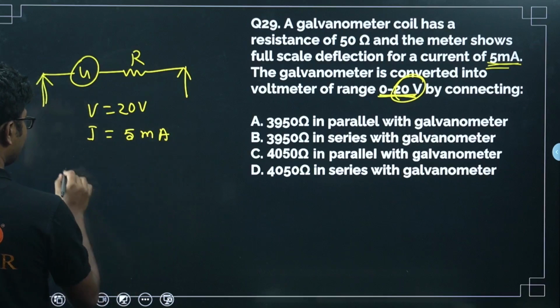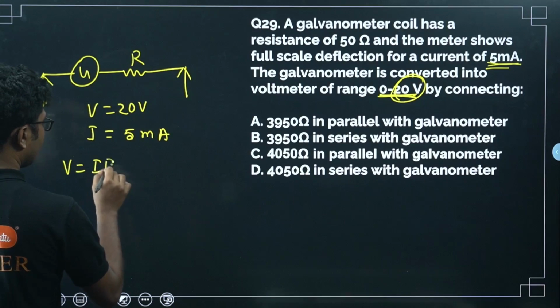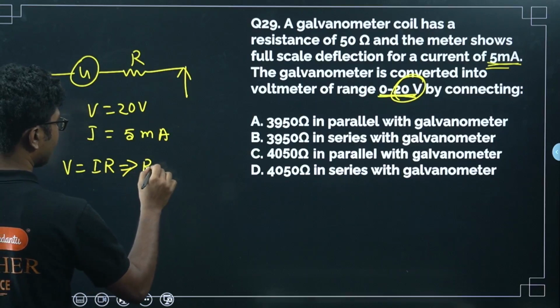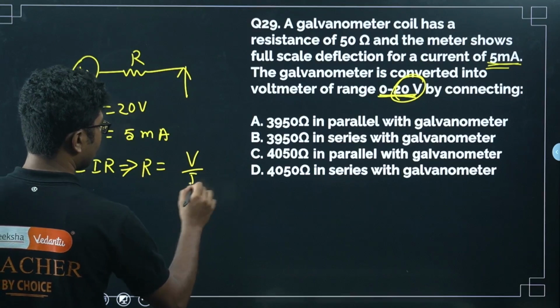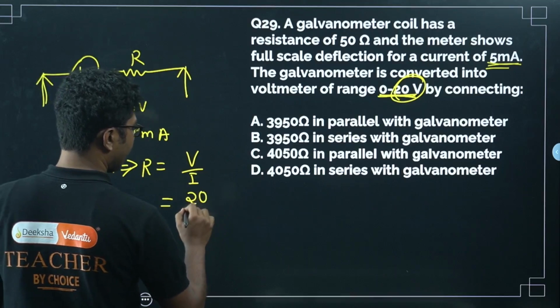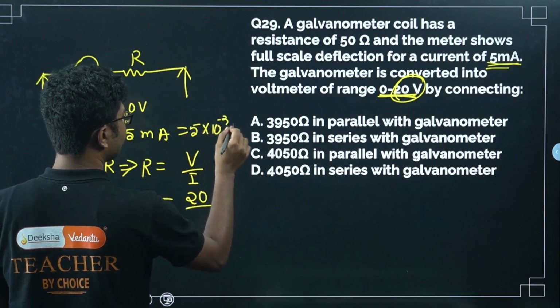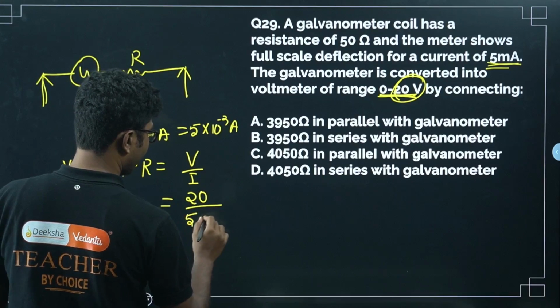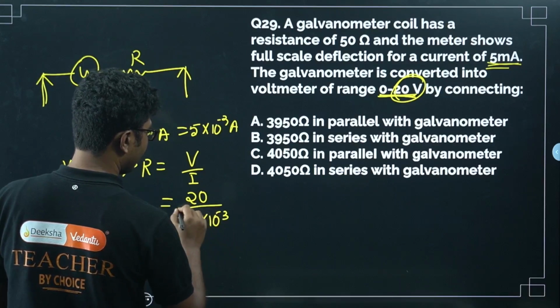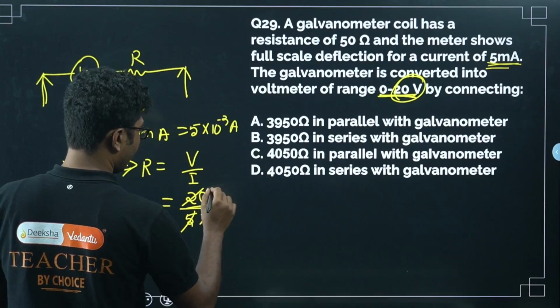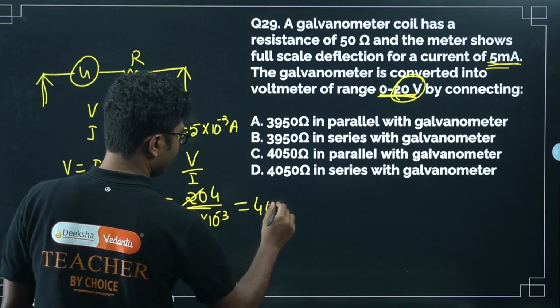Then what is the resistance? V equals IR, Ohm's law formula. So R is equal to V by I. So 20 divided by 5 milliampere. 5 milliampere means 5 times 10 to the power of minus 3 ampere. So you have to do that. So it will be 4, so it will be 4000.